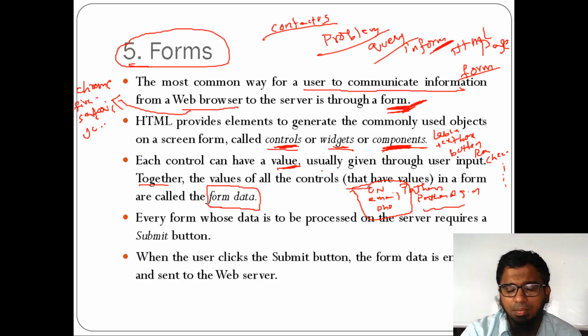So this is a form. Whatever values you are giving to these controls, what is the control? Like label, text box, button, radio button, check box, whatever things, if you are giving some values, those values are called form data. Okay, fine.